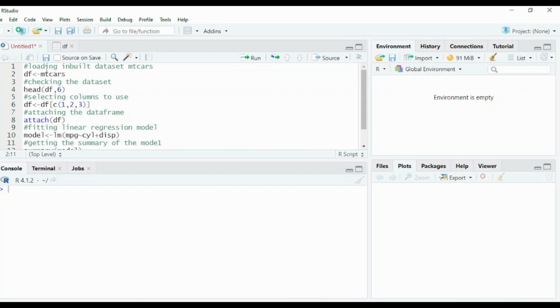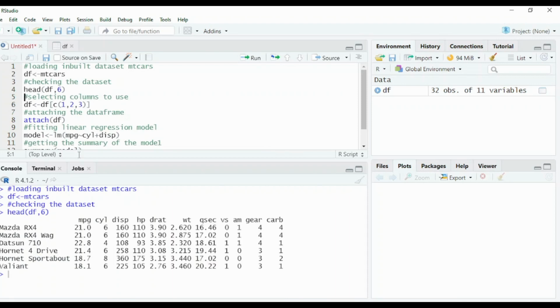So to begin, I shall just load in my built-in dataset. That dataset is called mtcars. It's a dataset about cars. I shall just call it df. After doing that, I shall check the head of the dataset just to get a snippet of how the dataset looks like. You can see the dataset here.